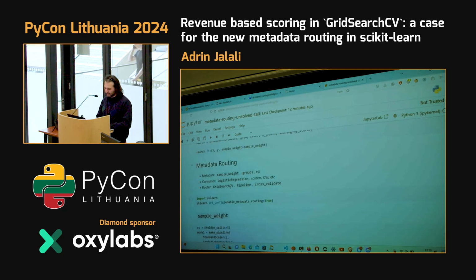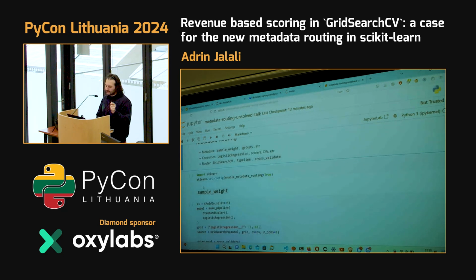metadata routing. We talked about what metadata are, but there are two key concepts here. One is a consumer, the other one is a router. Consumers are all the objects that know how to use the metadata. In this case, it was the scorer, or it's the logistic regression CV, or it's the group k-fold. Then there are the routers that take other objects and route this metadata to them. The way that metadata routing is enabled in scikit-learn is that the routers are responsible to route. The consumers are the ones that are responsible to tell what they need. By default, this feature is disabled. To enable that, you just do set config enable metadata routing true.